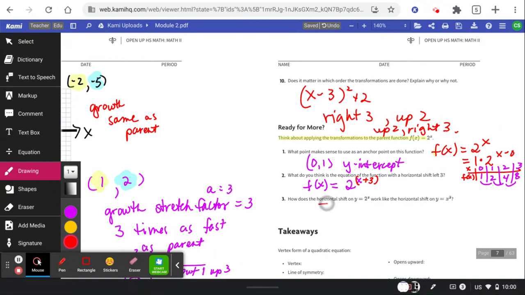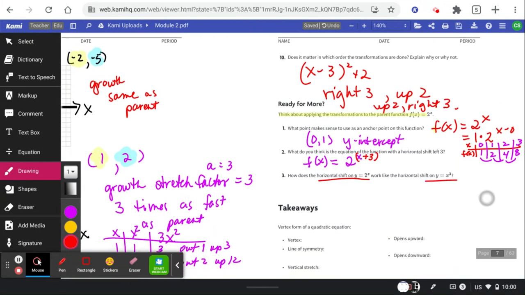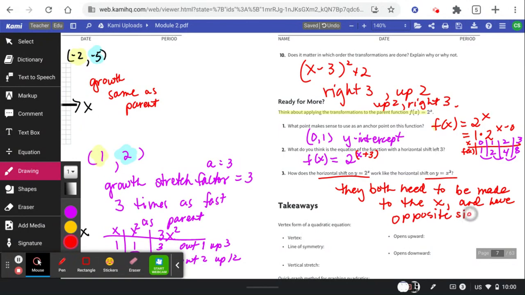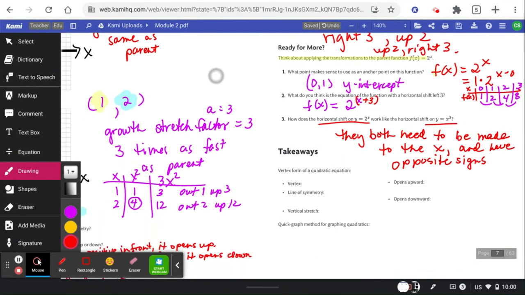Finally, how does the horizontal shift work like the horizontal shift on x squared? They both need to be made to the x and have opposite signs, meaning a left shift shows up as an x +3 in the equation.